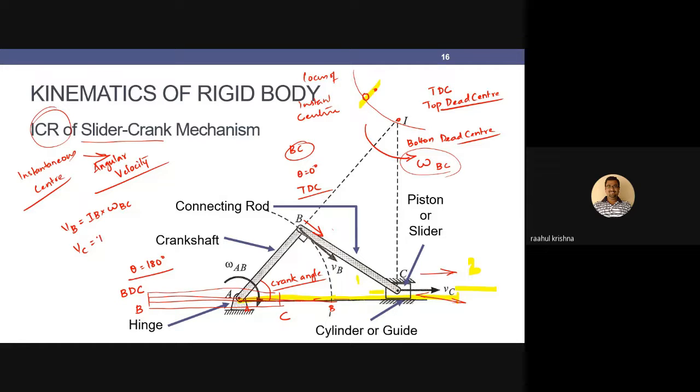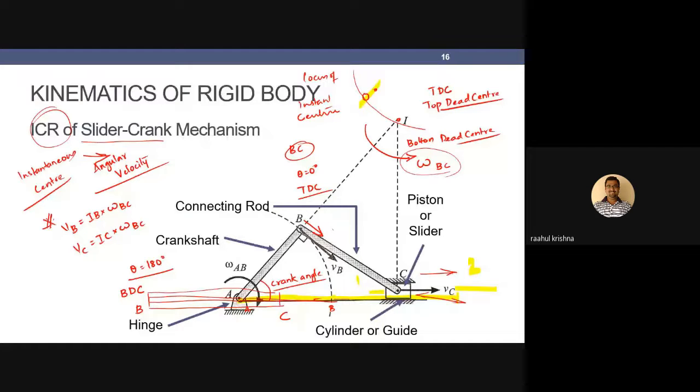So VC equal to IC into omega BC. This is something that I have to remember for all the questions in my instantaneous center, ICR method. We'll be using this equation only. So this is something of very much importance.